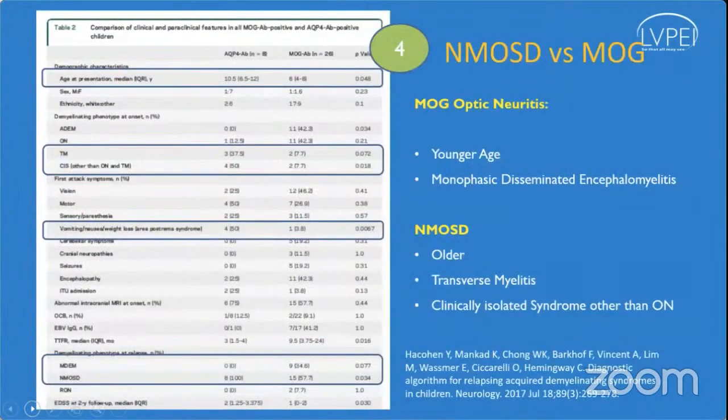Similarly, they found some important differences between NMO and MOG. They found that children with MOG-associated optic neuritis were younger. On the contrary, patients with NMO tended to present with transverse myelitis and clinically isolated syndrome other than optic neuritis and transverse myelitis more often than MOG. Patients with MOG tended to have vomiting, nausea, weight loss, and area postrema syndrome more often than NMO. And finally, patients with MOG-associated optic neuritis tended to have monophasic acute disseminated encephalomyelitis.